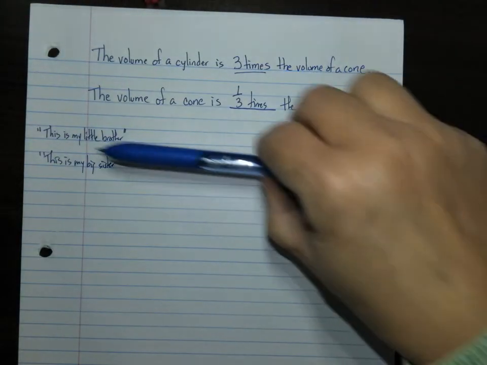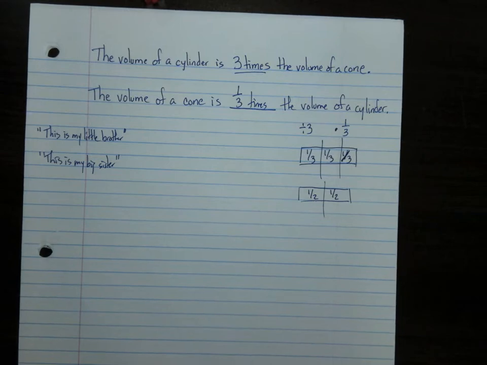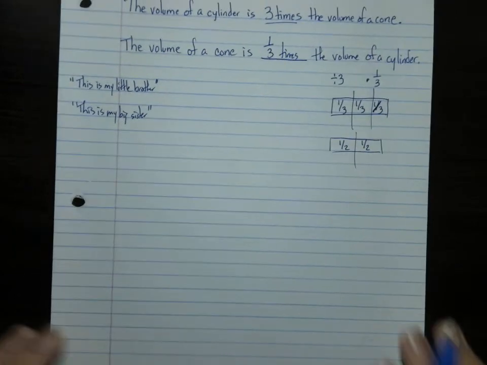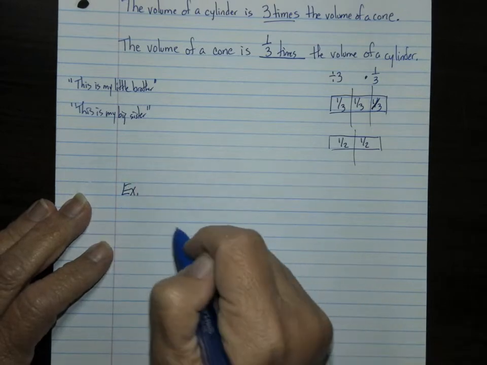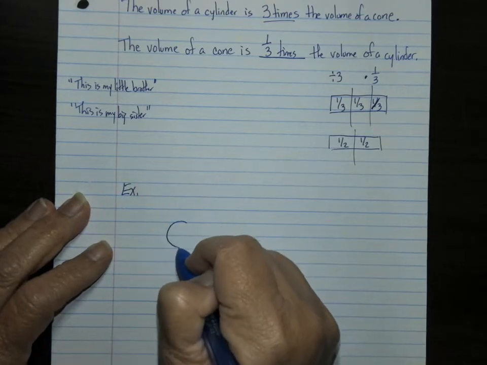So, the problems that we're going to do today are going to be just like the ones we did yesterday, except everything is going to have to be times 1/3. That's going to be the only different part of the formula. Alright, so let's do an example together. Let's start with a cone.